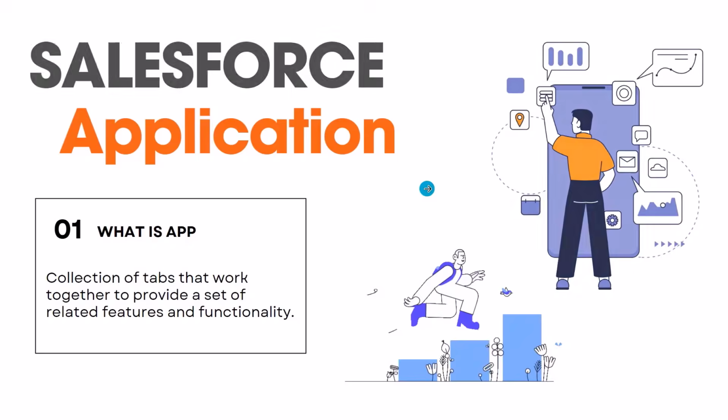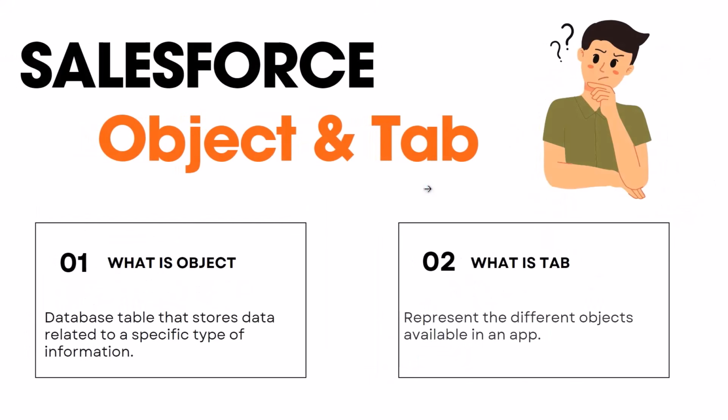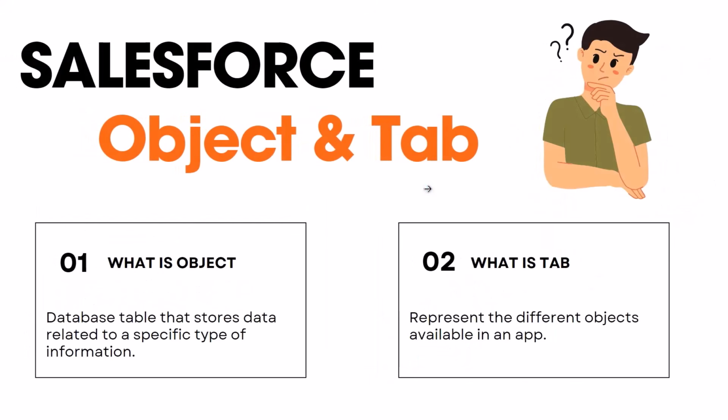Now we will proceed to the next step where we are going to create an object and a tab in Salesforce. So let's first understand what we mean by object and tab in Salesforce. In Salesforce, an object is a database table that stores the data related to a specific type of information. Basically, these objects have fields to store individual pieces of data, and they can also have relationships with other objects, or you can say other tables also.